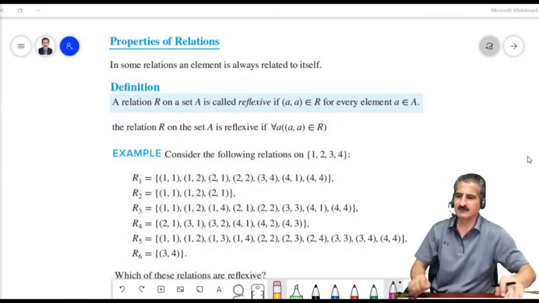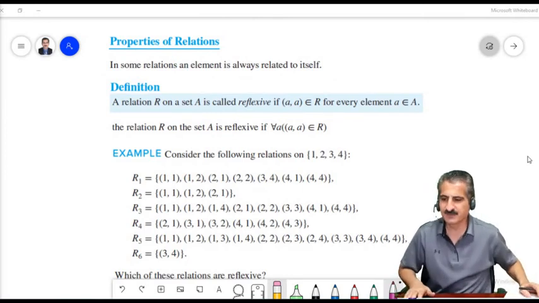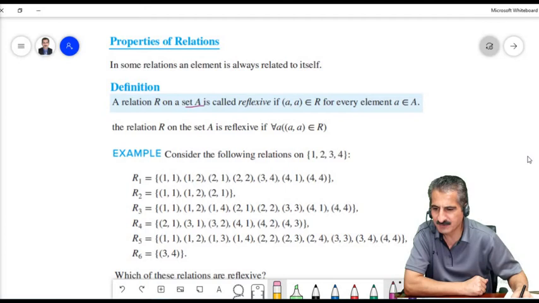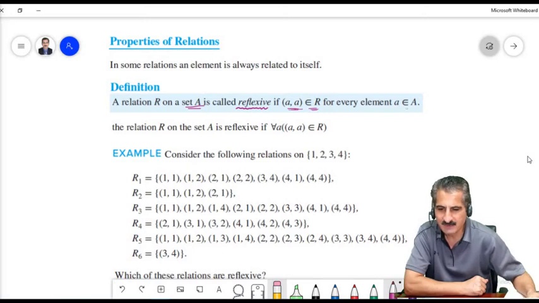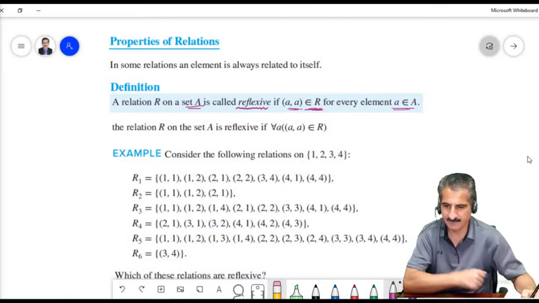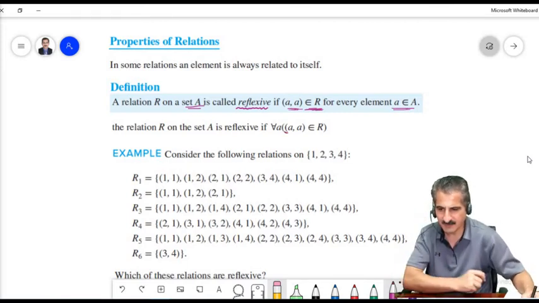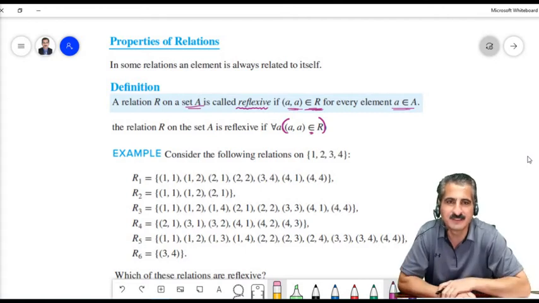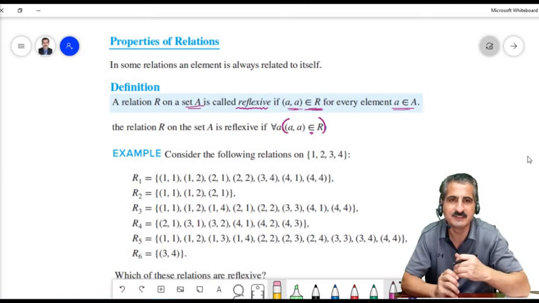Okay, good. So now we will study some properties of relations. A relation R on a set A, so we are taking a relation from A to itself, is called reflexive if every element is related to itself, which means the ordered pair (a, a) belongs to R for every element a in A. In quantifiers, for every a, the ordered pair (a, a) is in R. Then we will say reflexive.